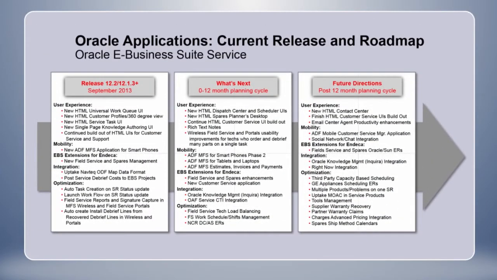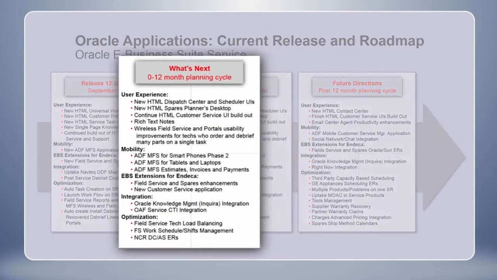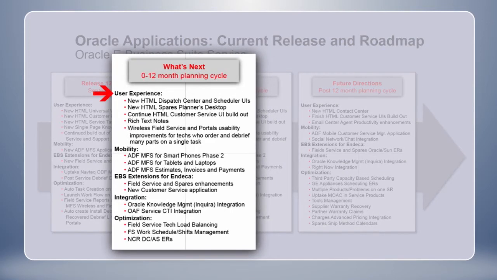Looking at our roadmap, what we have planned for the next 12 months. So the big thing we have planned in the next 12 months is our new HTML Dispatch Center and Scheduler UIs. This is the last area of our product to be moved over from Forms to HTML, and that product is ready to go. It just has some technical glitches, and it should be released very shortly.